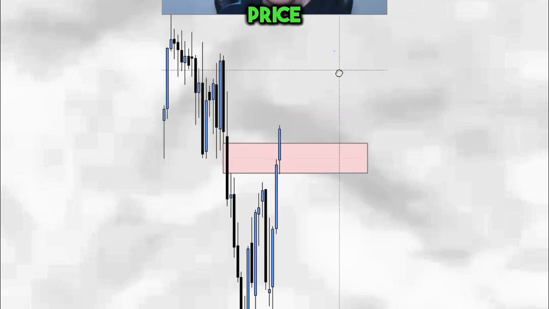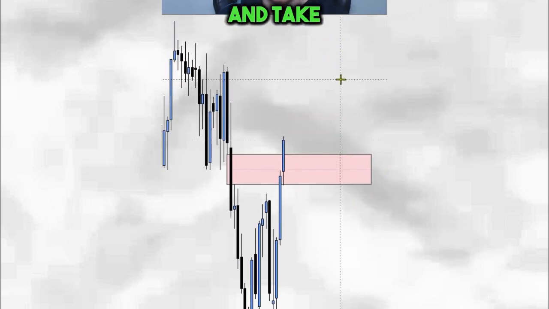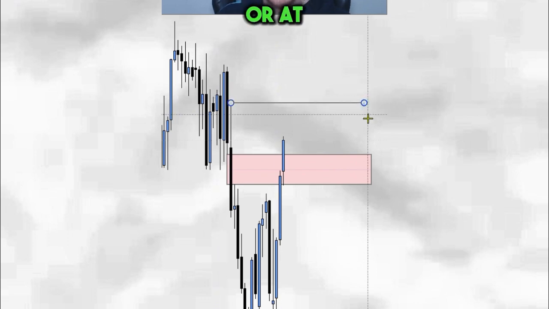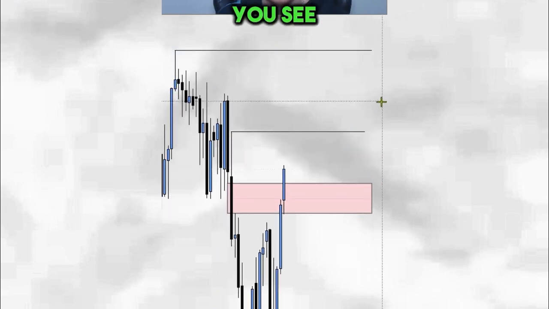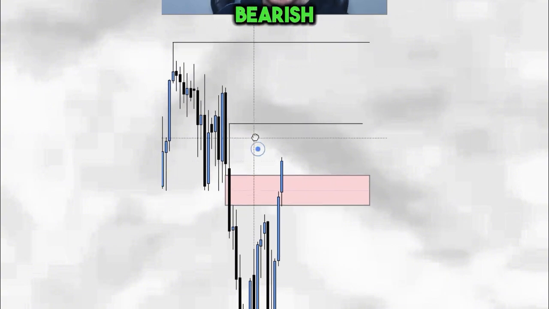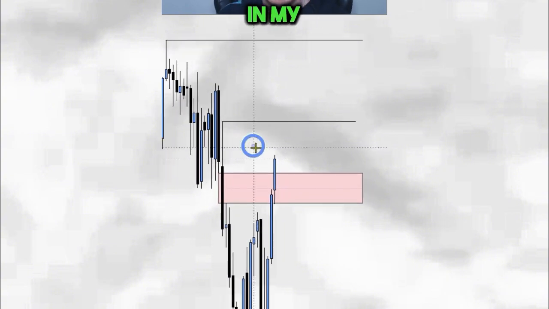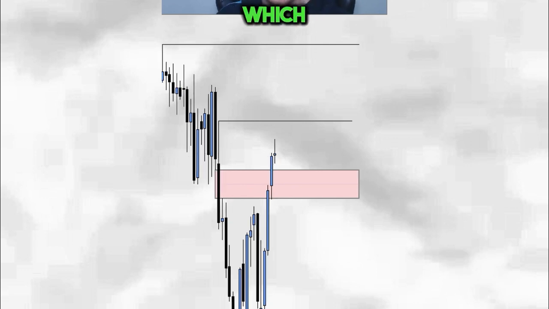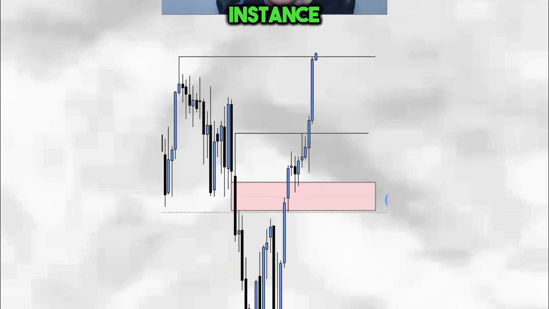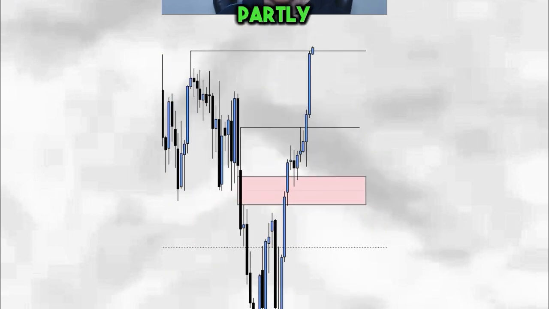So what I can expect price action to do is to come up and take some sort of buy side liquidity, or at least tap into an unmitigated bearish fair value gap. And as you see, we don't have any unmitigated bearish fair value gaps. So the price action, in my opinion, can only go up to take some more buy side liquidity, which happens to be all-time high in this instance, and as you can see, I was perfectly correct.